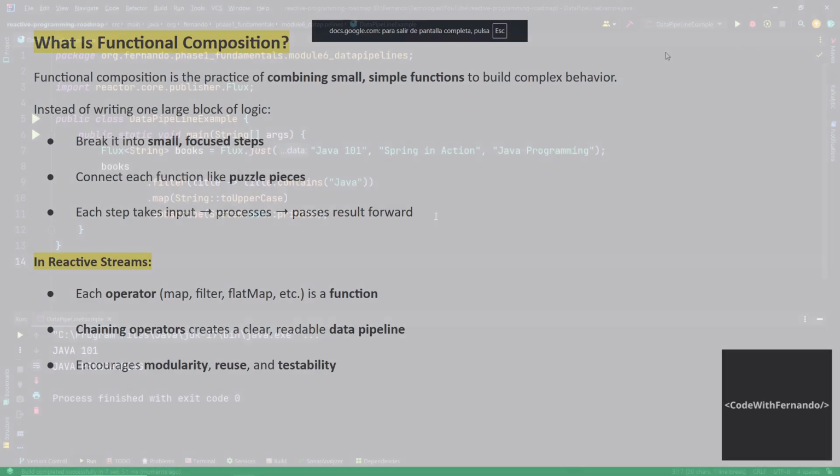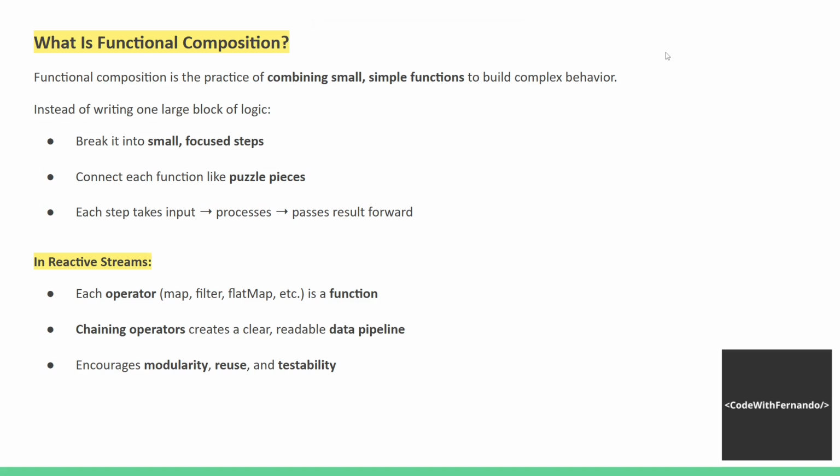Okay, let's continue with what is functional composition. Functional composition is a practice of combining small, simple functions to build a complex behavior. Instead of writing one large block of logic, break it into small, focused steps. Connect each function like puzzle pieces. Each step takes input, processes, passes results forward. In reactive streams, each operator, like map, filter, flatMap, is a function. Chaining operators creates a clear, readable data pipeline. Encourages modularity, reuse, and testability.